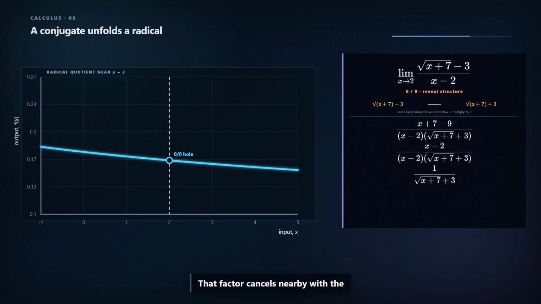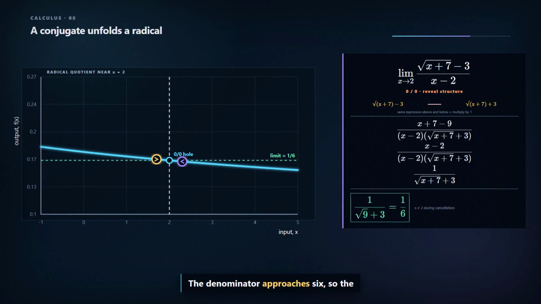That factor cancels nearby with the denominator, again under the condition x is not 2. What remains is 1 over square root of x plus 7 plus 3. Now substitution is safe. The denominator approaches 6, so the limit is 1/6. Rationalization did not change the nearby values. It unfolded a form where their destination is visible.